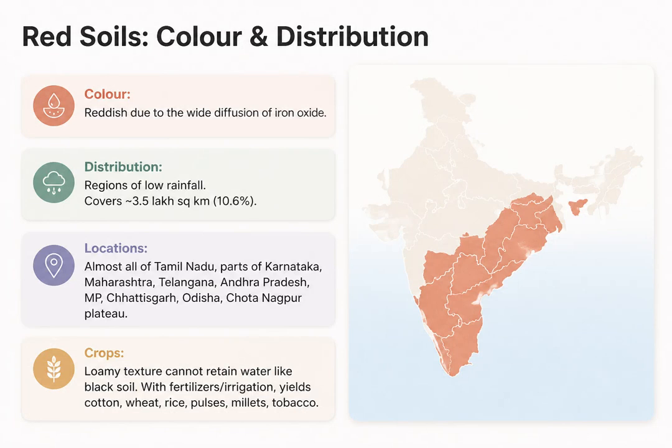The signature reddish color of these soils is due to the wide diffusion of iron oxide rather than a high percentage of it. Red soils mostly occur in regions of low rainfall, occupying about 10.6% of India's total area. They cover almost the entirety of Tamil Nadu, as well as parts of Karnataka, Maharashtra, Odisha, and the Chota Nagpur Plateau. Because they are loamy, they cannot retain water like black soils, but with proper fertilizers and irrigation, they give good yields of cotton, wheat, rice, and pulses.